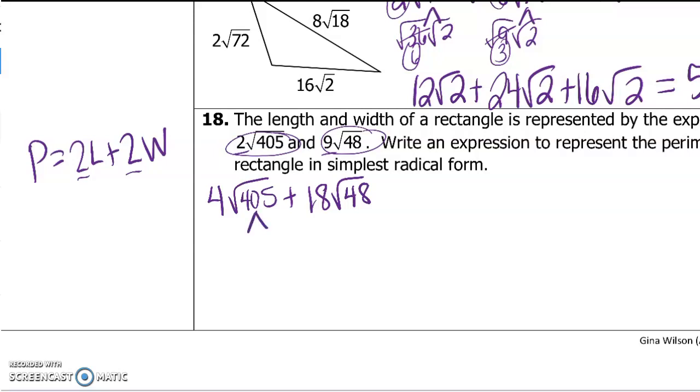So if I have 405, 81 is the perfect square that goes into 405. So then we have square root of 81 is 9. So 4 times 9 is 36 square root of 5.